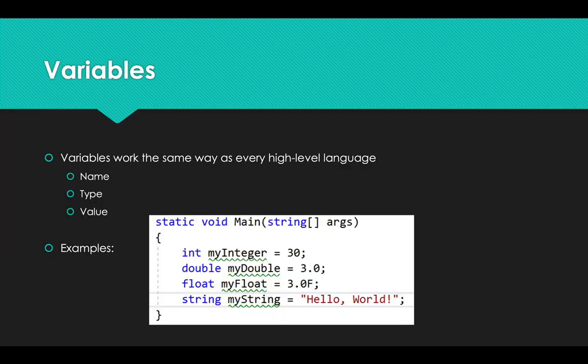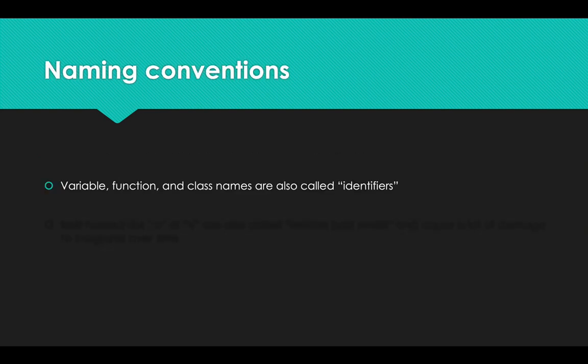So the very first thing in C# is that variables work exactly the way that you would expect a variable to work in a high-level language. So you have the name, the type, and the value of the variable. These are some examples. It works exactly like you would expect from C++ or Java. It just follows what you would expect.